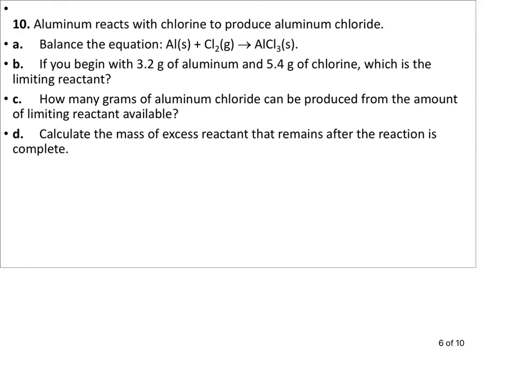Number 10. Here we got aluminum reacting with chlorine to produce aluminum chloride. Got 4 parts to this one.